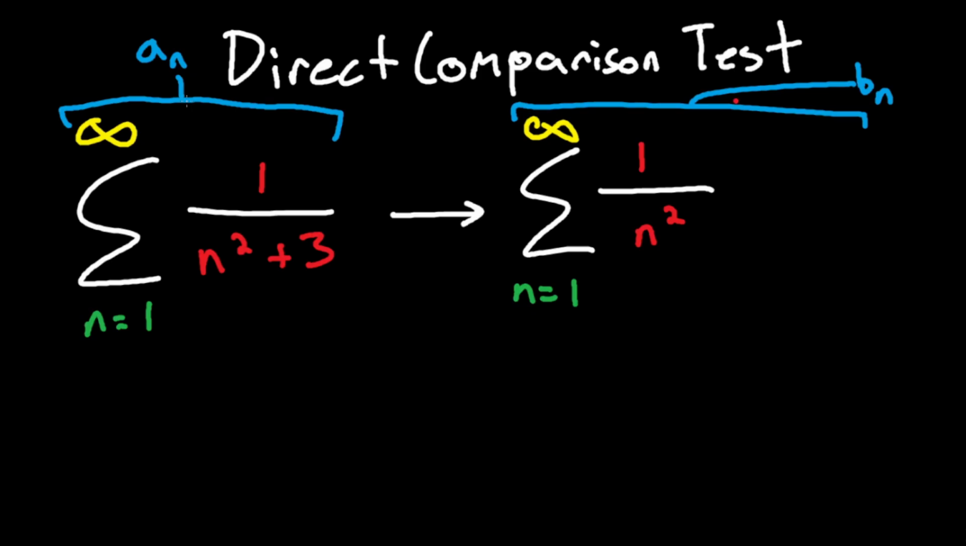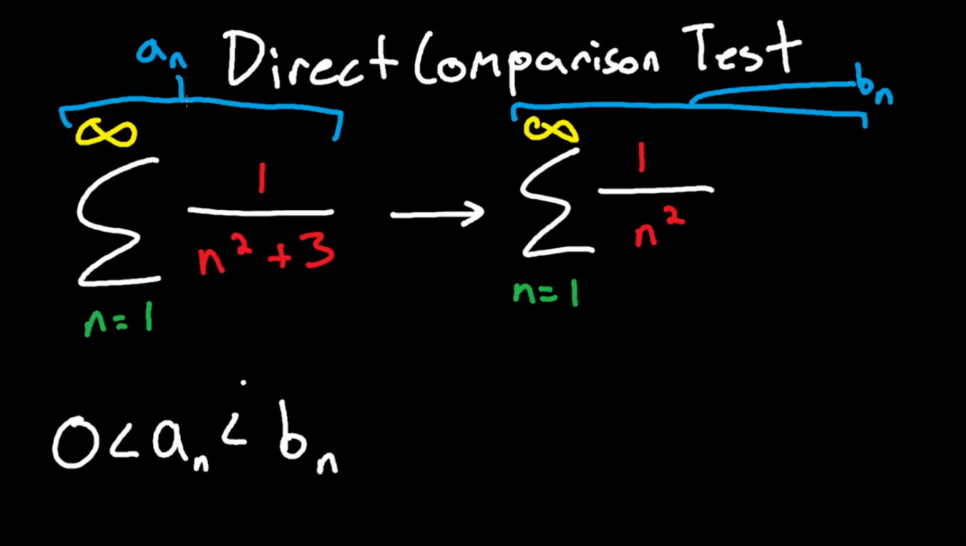So now that we have a of n and b of n, what do we do with this? Well, we need to meet this specific condition for the comparison test. And that specific condition is, first off, your series need to be greater than 0.